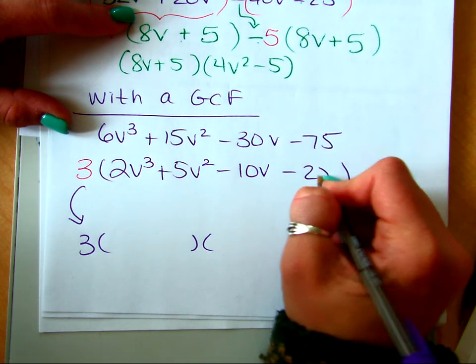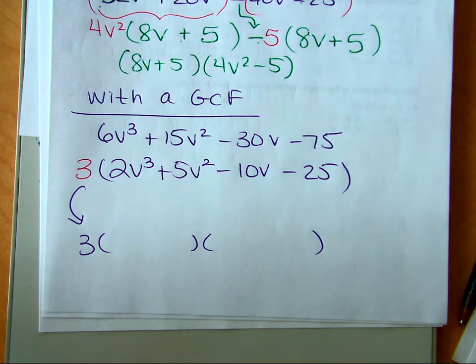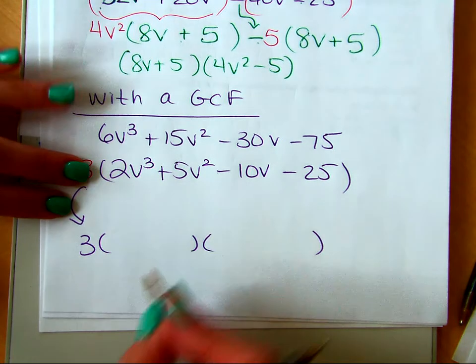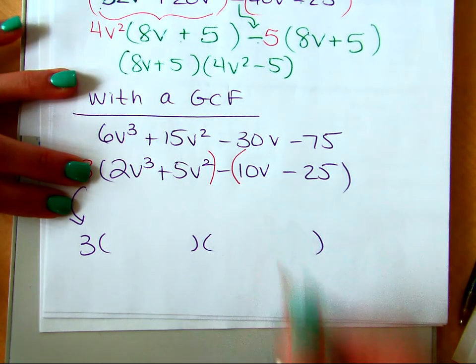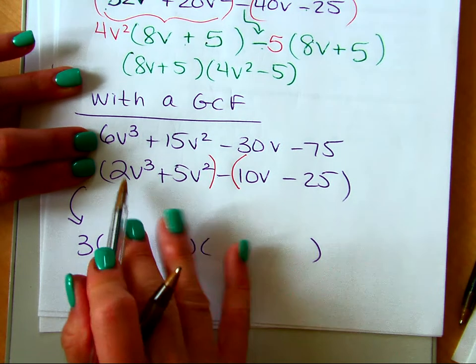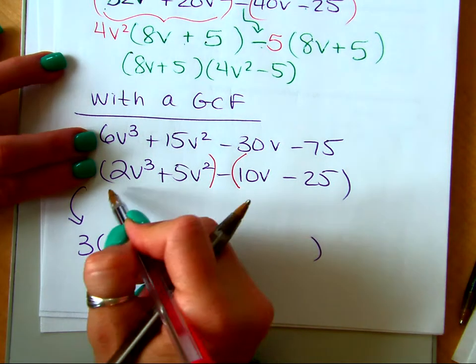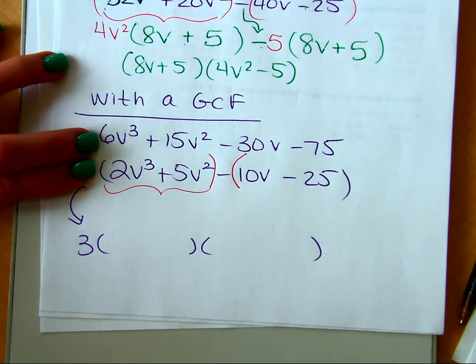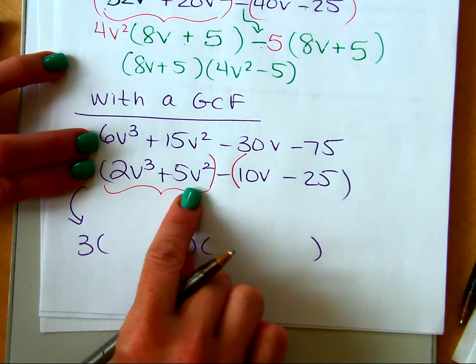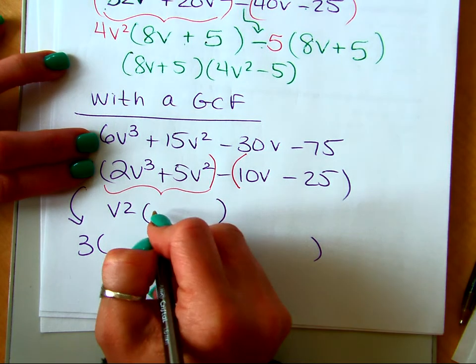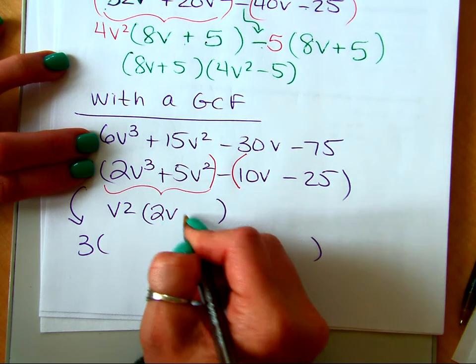Okay, so now, this is a little weird. If you're going to pull the GCF out right away, then it's like this 3 is in the way here. Go ahead and ignore it now and just make your 2 parentheses from there and do the problem the way we did all the others. So watch. What is the GCF of that set of parentheses? A v squared. What's left? A 2v plus 5.